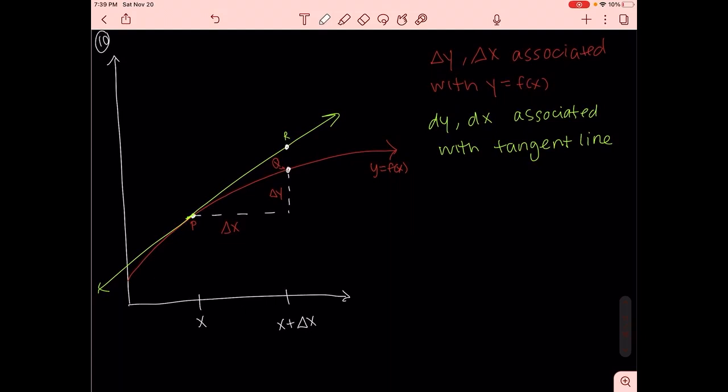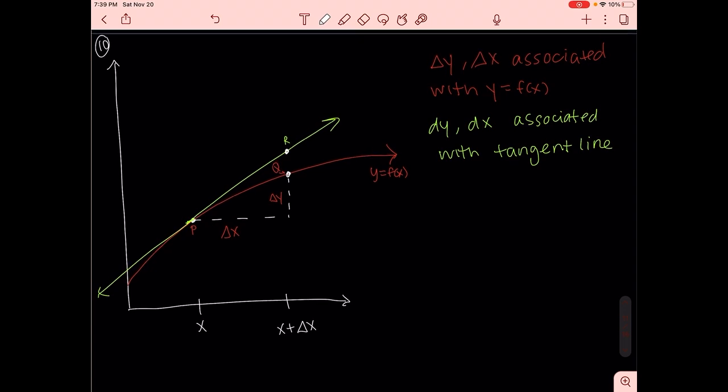So if you're still having some trouble understanding the connection between delta y and dy and delta x and dx, you can look at this diagram that I've pulled from the textbook here. I've got the function y is equal to f of x labeled here in red, and there's points p and q on that function. And then I've got a tangent line to the function at point p, and that is labeled in green. And I've also got these two x values labeled down here at the bottom, x and x plus delta x. So I've got delta x and delta y labeled here, just as we talked about before.